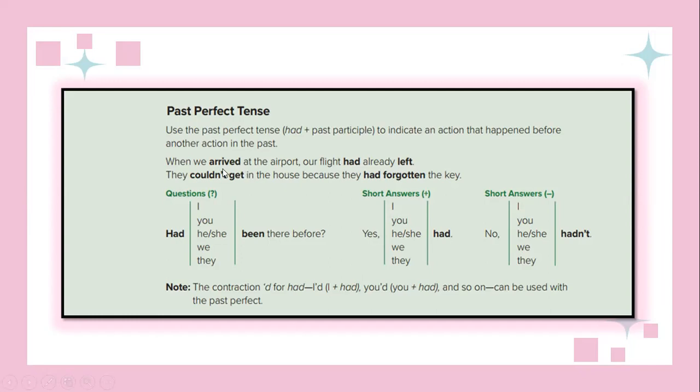And the second action is in verb 2, past simple, which is arrived. And note, it is not a must to arrange the two actions according to what happened first.